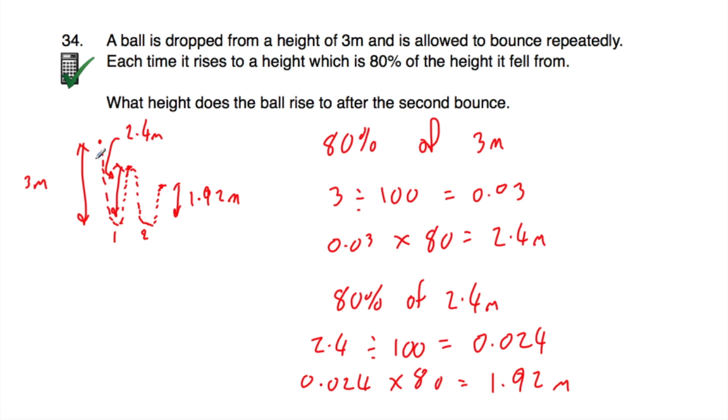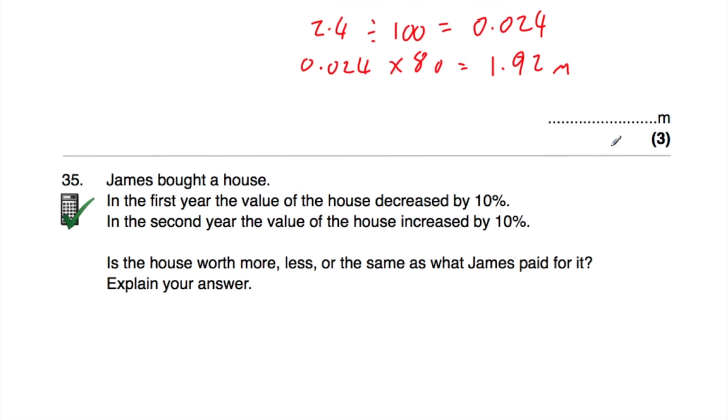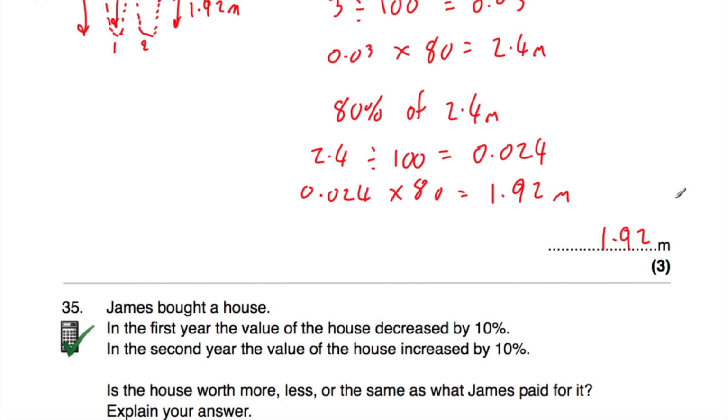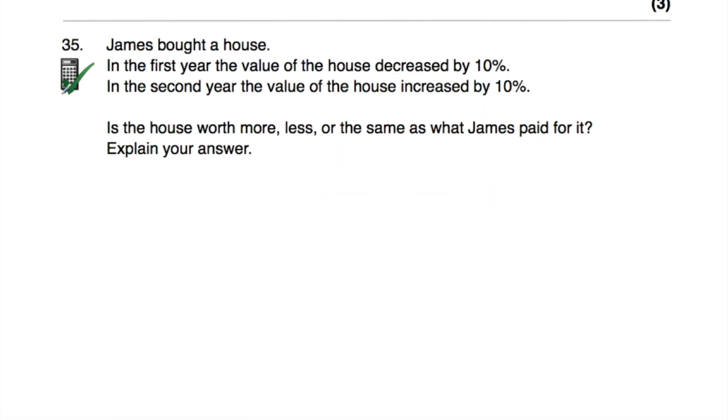It falls from a height of 3 meters, rises up to 80% of that height, which is 2.4 meters, falls again, rises up to 80% of that height, which is 1.92 meters. And that's it, 1.92 meters. I thought I had to scroll down a long way there. No, it's just there. Okay, let's have a look at our next question, question number 35.